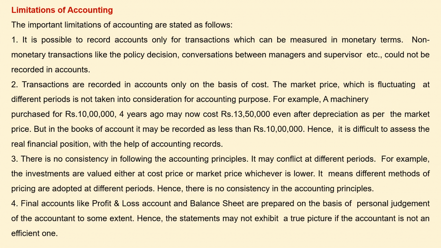Third one, there is no consistency in following the accounting principles. It may conflict at different periods. For example, investments are valued either at cost price or market price, whichever is lower. It means different methods of pricing are adopted at different periods. Then there is no consistency in the accounting principles. Fourth one, final accounts like the profit and loss account and balance sheet are prepared on the basis of personal judgment to some extent. Hence, the statements may not exhibit the true picture if the accountant is not an efficient one.